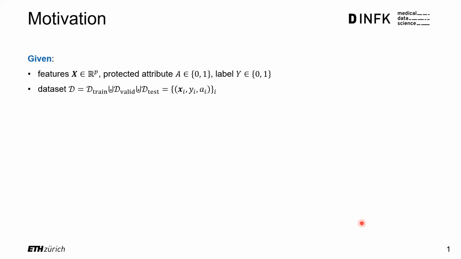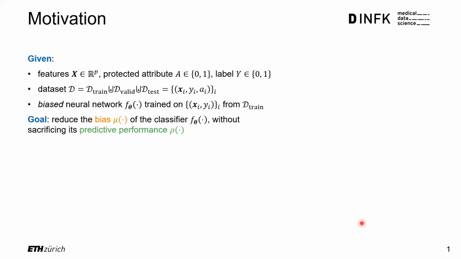Of course, we are given a data set consisting of features, labels, and protected attributes that is split into three disjoint parts, in particular, the training, the validation, and the test set. And last but not least, we of course have our biased neural network classifier denoted by f theta that has been trained on the training set without any special consideration of the protected attribute.